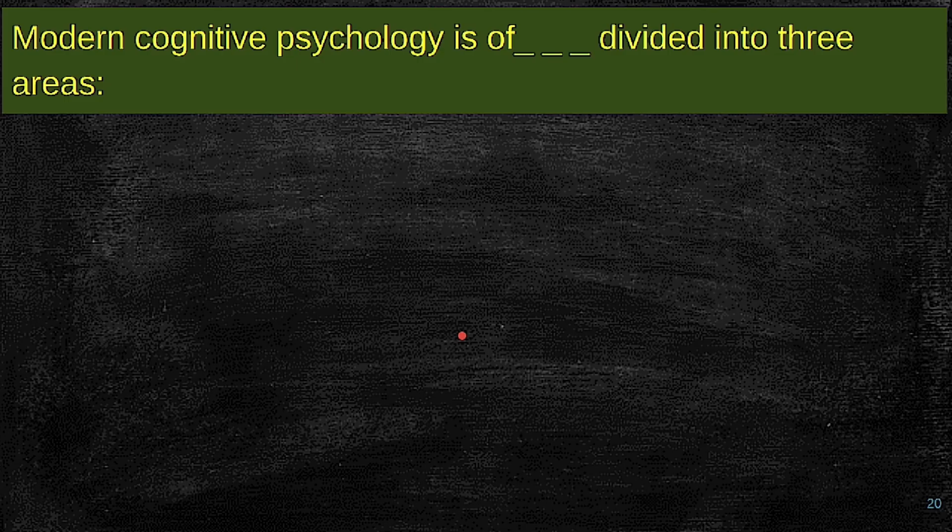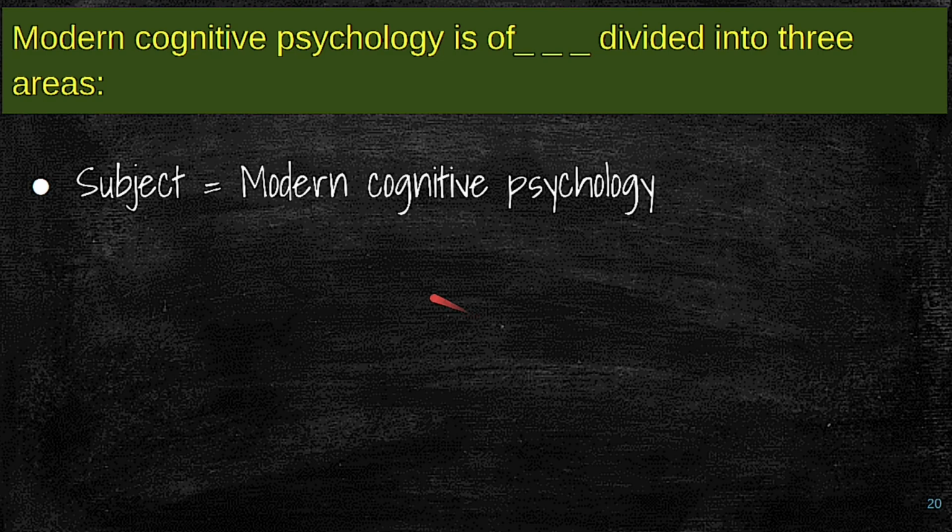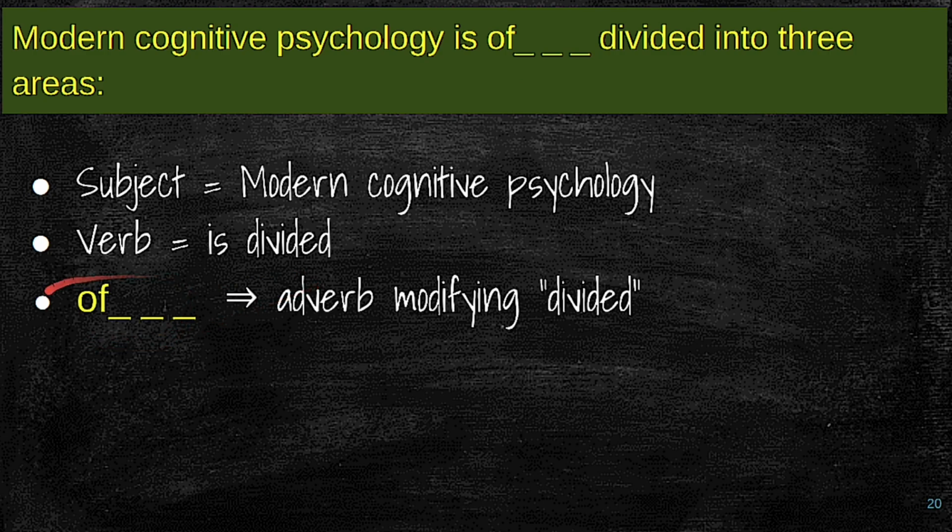Let's begin with the first blank. Modern cognitive psychology is divided into three areas. First, look at the sentence structure. Modern cognitive psychology is the subject, and is divided is the verb phrase. This is a passive voice construction, subject be verb plus past participle. Because divided is already the past participle, the missing word before it must modify the verb. Therefore, of must be an adverb.